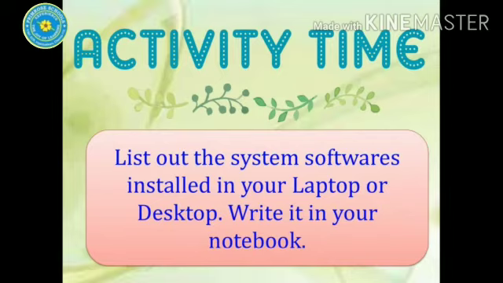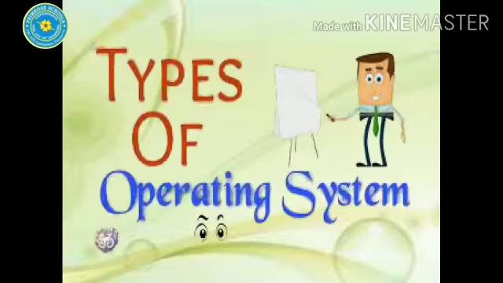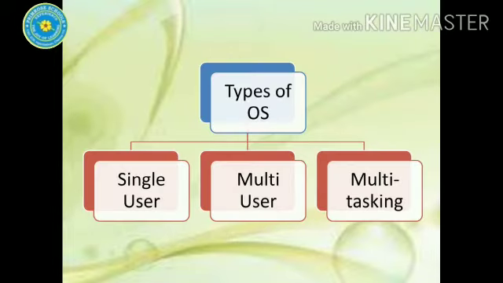Let us now proceed with today's session. Today we are going to look at the types of operating system. Last class we saw what an operating system is, what the tasks of an operating system are, and what the functions of an operating system are. So today we will be looking at the types of operating system. The operating system is classified into three types: single user operating system, multi-user operating system, and multitasking operating system. Let us dwell on this topic in depth. Ready, children?